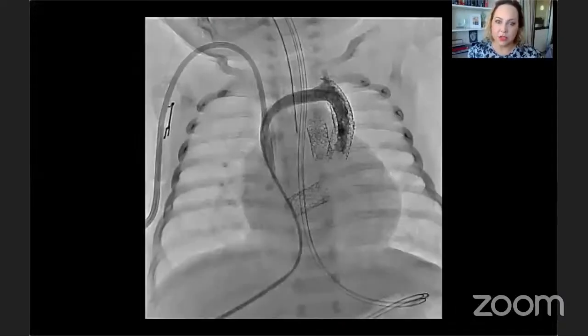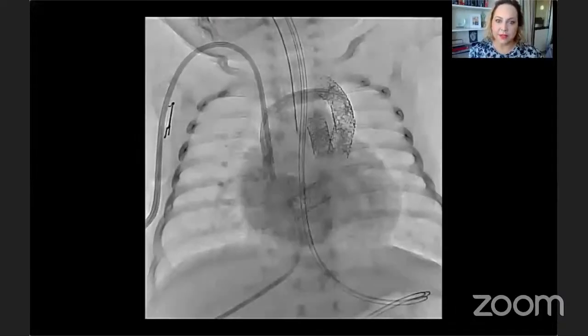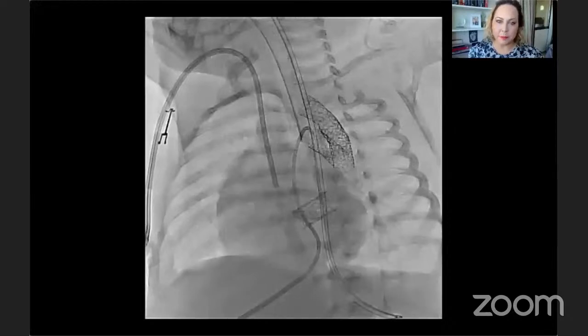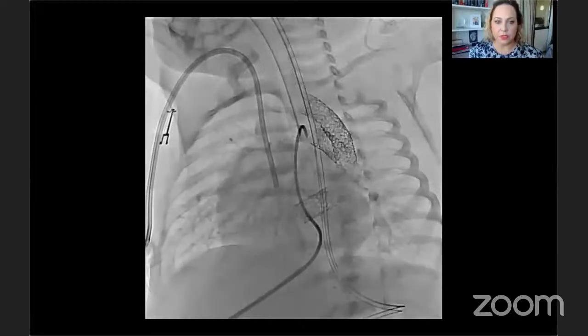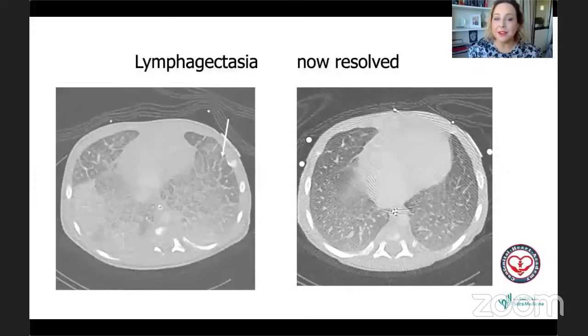So these are the images from this last angiography study. We could see the good branches of the pulmonary arteries and the stent that is open to the descending aorta. And something that is very interesting in this case is that the lymphangiectasias resolved. We couldn't see them anymore. So releasing the high pressure on the pulmonary veins was able to solve this issue.